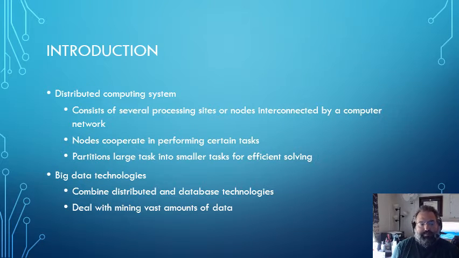Distributed computing systems in general consist of multiple processing units scattered across something that are interconnected by some form of a network. The degree of distribution depends upon the particular instance. Generally speaking, though, they're fairly close to each other. Nodes cooperate to perform certain tasks, so they're working together to do something in common, and there's typically partitions of large tasks spread across multiple of these units so that you can solve the problem in a more efficient way.